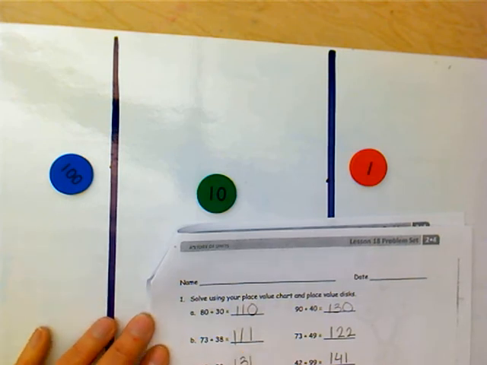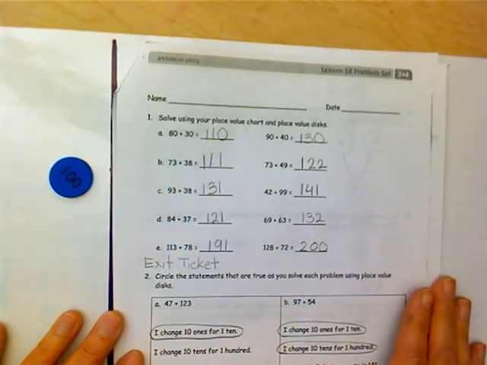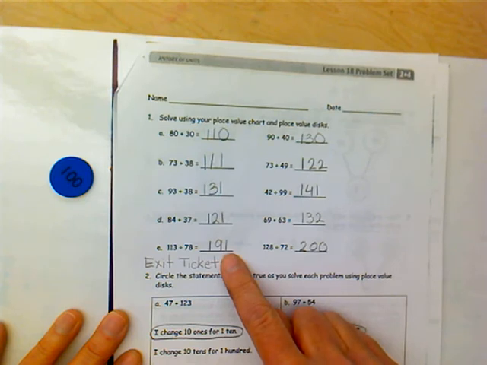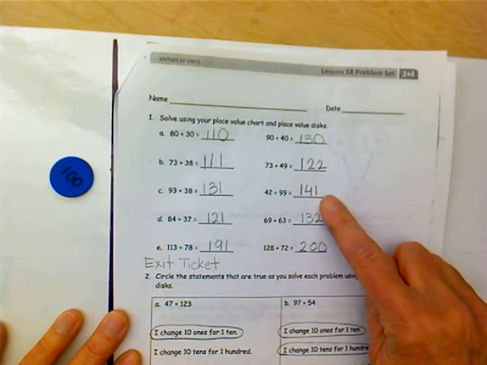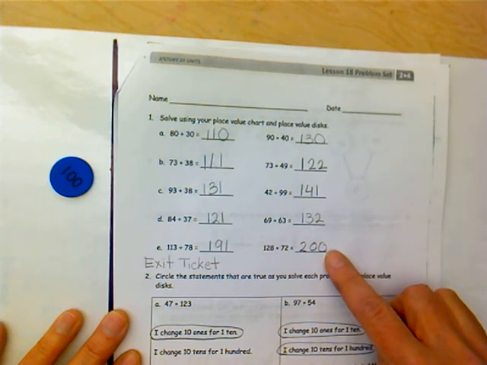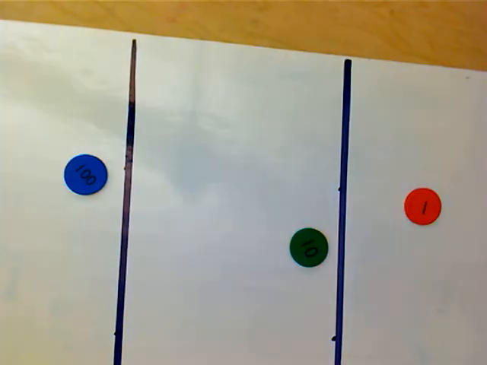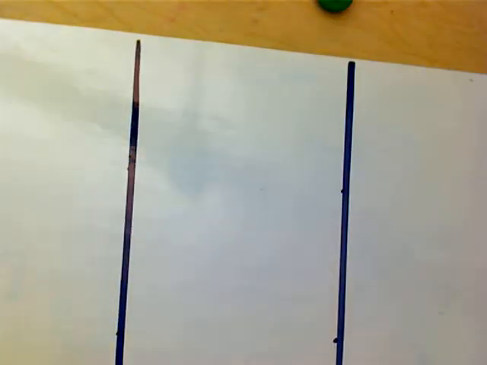All right, so the rest of those you should have done in that fashion and come up with these particular answers: 121, 190, 191, 130, 122, 141, 132, and 200. Now, same thing. Oh dear, I am not being very helpful here. I am showing you the answers to the exit ticket. Don't do that, Miss Star.